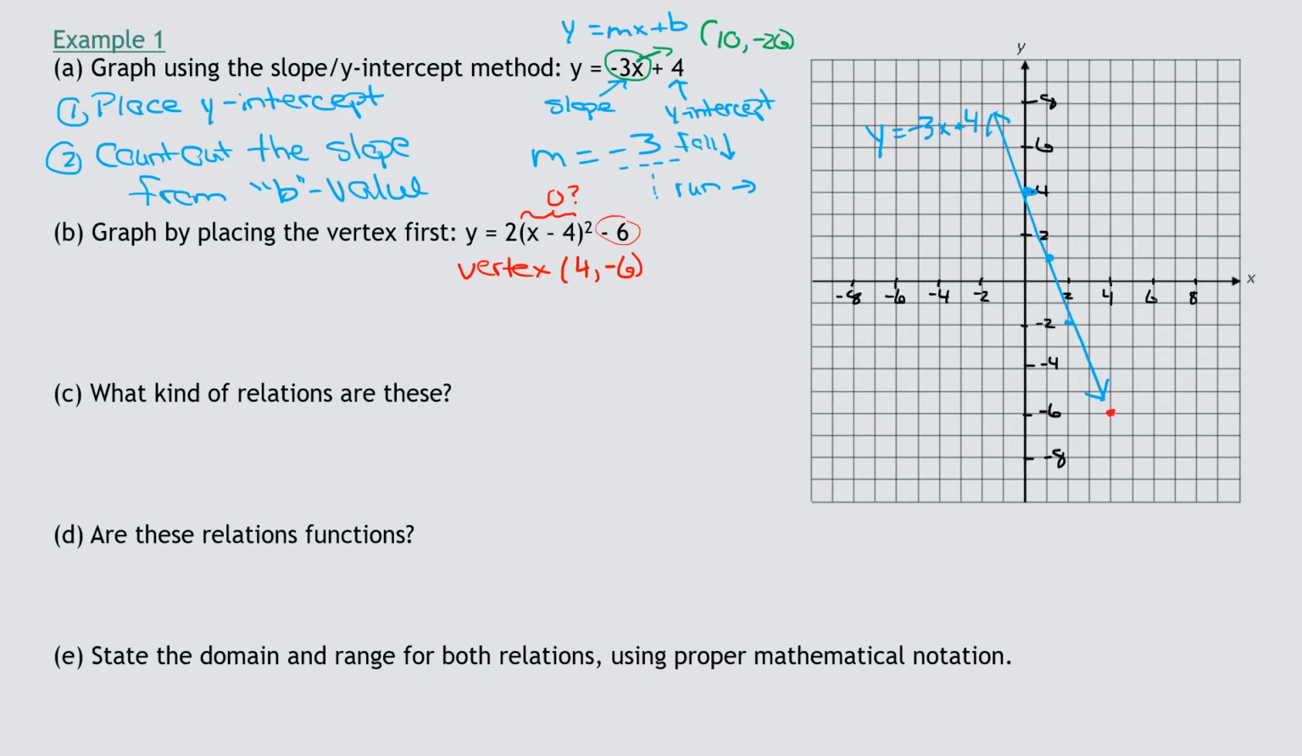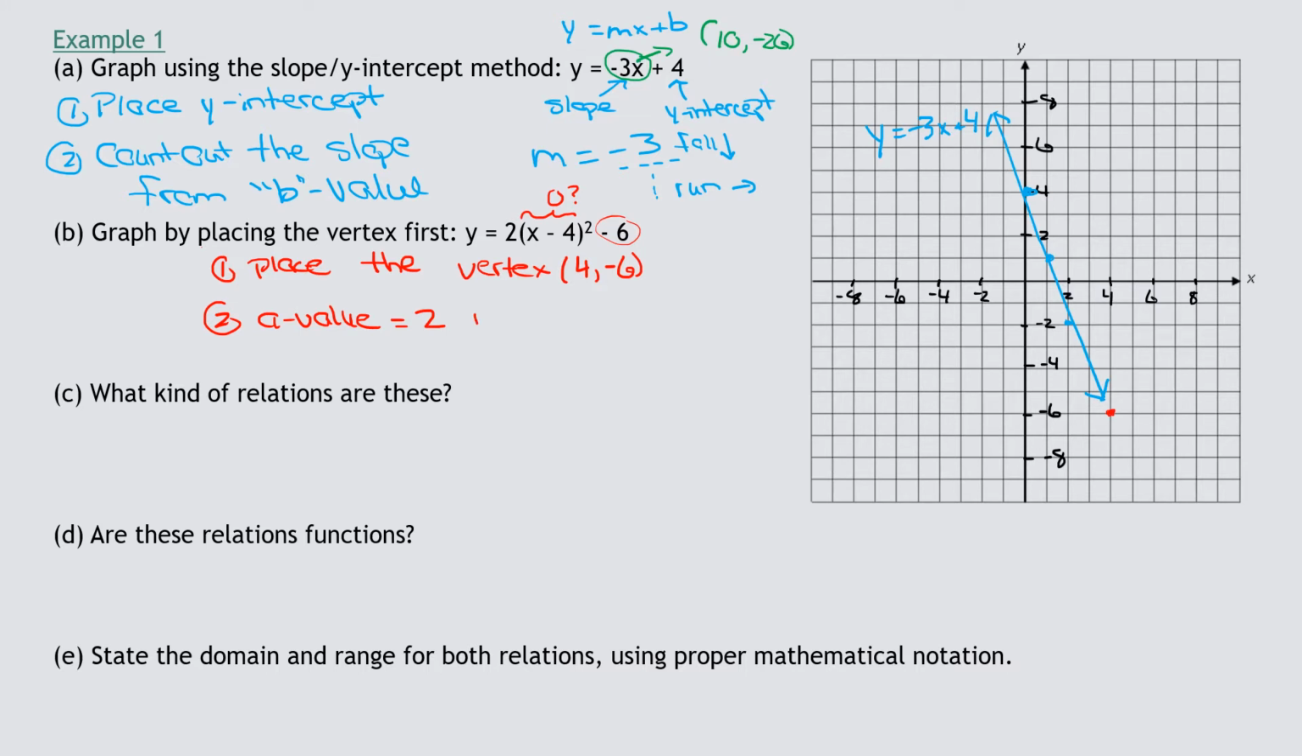Okay. So that's step 1. And it says that they're placing the vertex first. So place the vertex. That's our step 1. Place the vertex. Step 2 is much harder. Step 2 is graphing with the a value. So our a value is a 2.